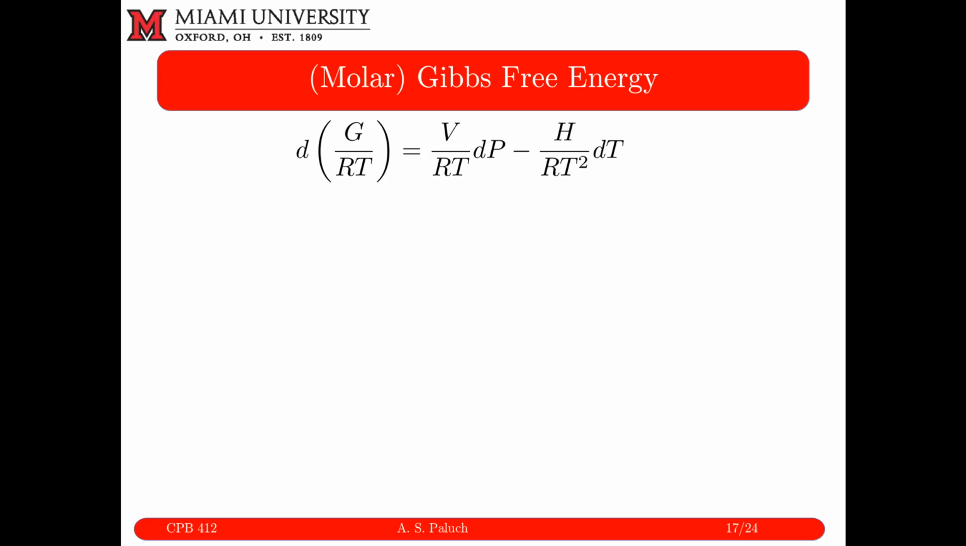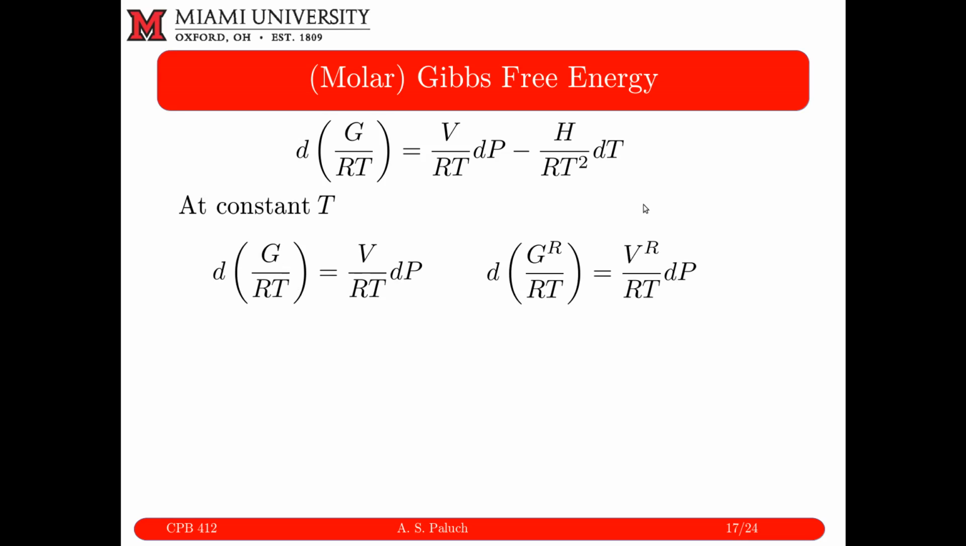We're going to work with the differential of the dimensionless molar Gibbs free energy that we worked out in class. The differential of G over RT is V over RT dP minus H over RT squared dT. At constant T, our enthalpy term gets killed, and we have dG over RT is V over RT dP, and then here's my differential for my residual G. We're going to hold T constant because, again, at constant T, in the limit that P goes to 0 and V goes to infinity, we approach an ideal gas limit. The key is that's at constant T.